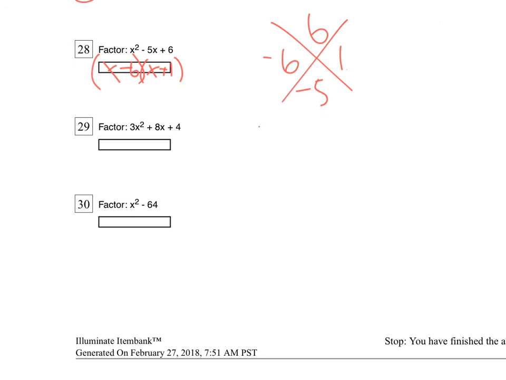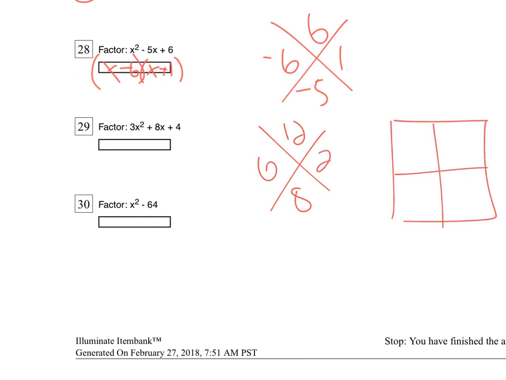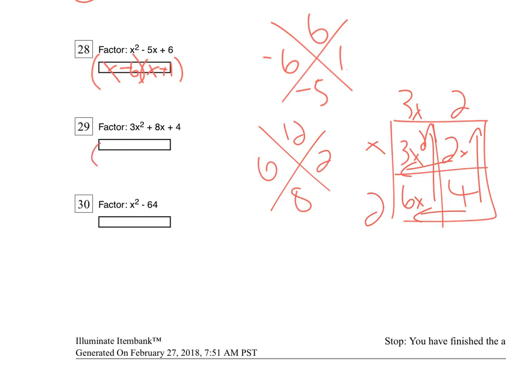29, multiply that over. 3 times 4 is 12 and 8. So that gives us 6 and 2. Draw your box. Notice again that it's 4 that goes in here, not the 12, like some of the mistakes we made on our quiz. Then we get 6x and 2x. My GCF is 2 and x. This way we get 3x and 2. So then our answer is 2x times 3x plus 2.